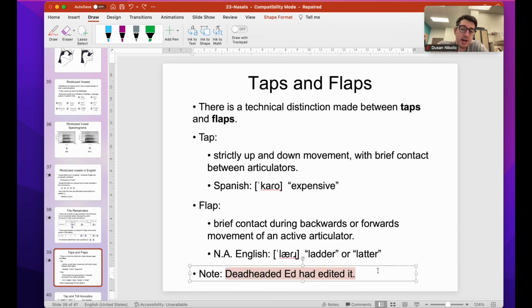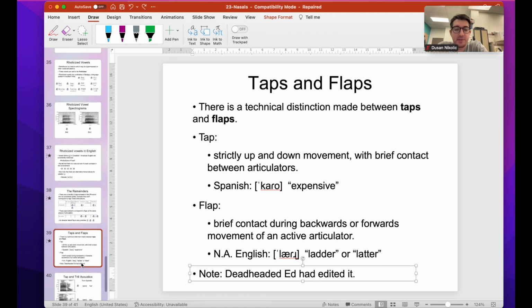You can try these out by saying the sentence fast three times. "That had a dead, had edited it." Right? And see whether you're producing a tap or a flap, but you will probably be producing a tap in this case. It goes by very fast.